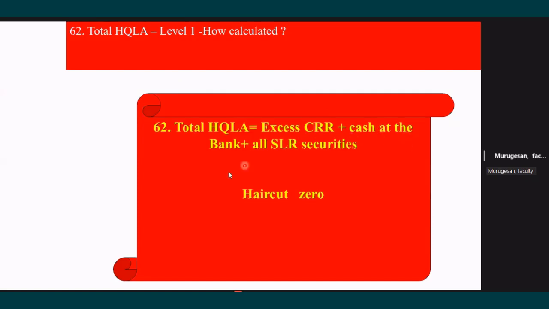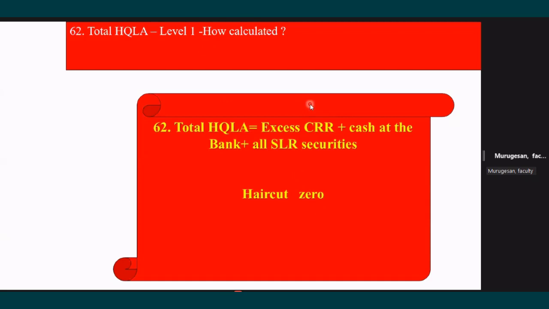And cash at all the bank branches. Entire bank, okay. The cash in the chest and all will help, and excess CRR only. Cash at the bank, that is also high quality, yes. And all SLR securities they are now allowing for this purpose. This is called level 1 securities. Level 1 security, haircut is 0. Agreed?